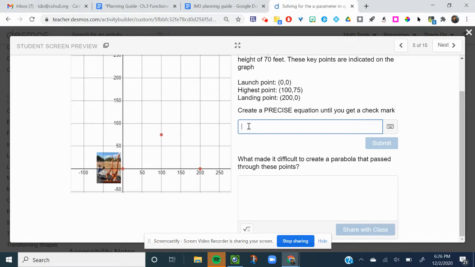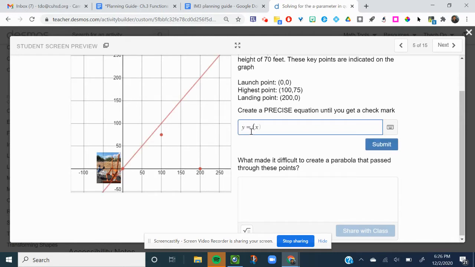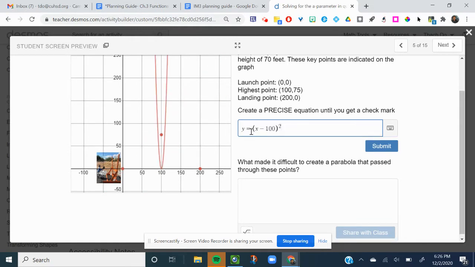So the first step you want to do is to just get your correct vertex. So I know that the vertex is right here, which is the highest point that the pumpkin is going to fly. So this is going to give me my h, which is 100, and my k, which is 75. So I'm going to type that in. This is all that I know so far. Okay, so h is 100. Don't forget the exponent, and then plus 75.